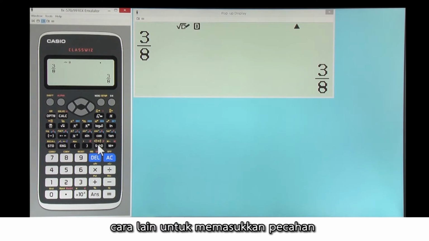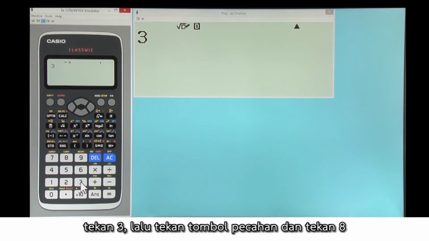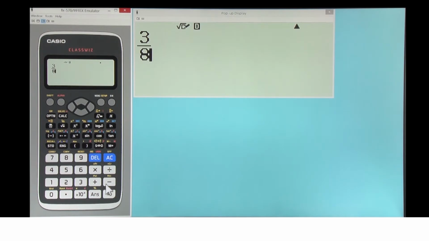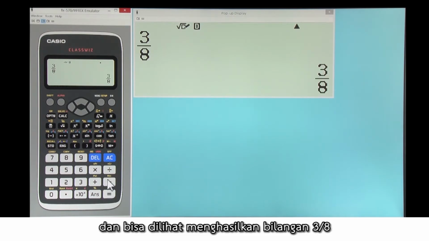Another way to show a fraction is to start with the numerator. Start with 3, enter the fraction key, and then enter the 8. And we can see 3/8 is represented there.